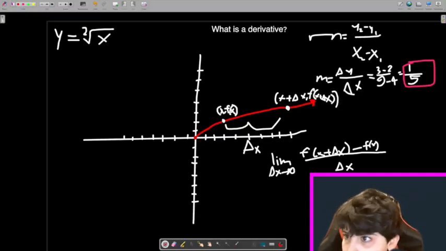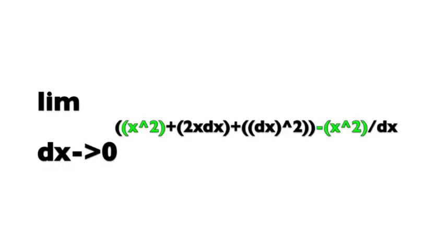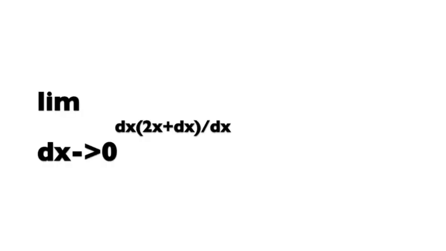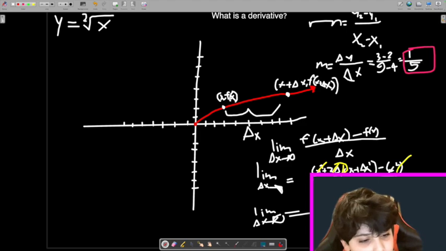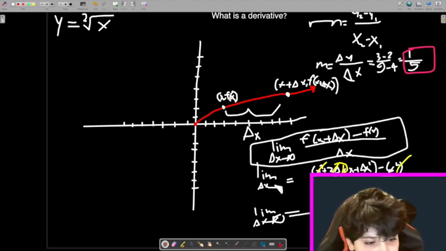For example, let's do this for the curve y equals x squared. Now this is the derivative. The derivative of x squared is 2x. And we can plug any point into this derivative formula.